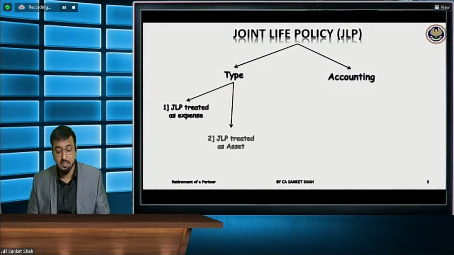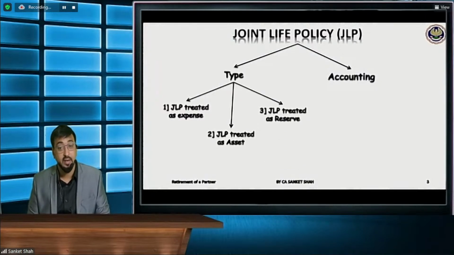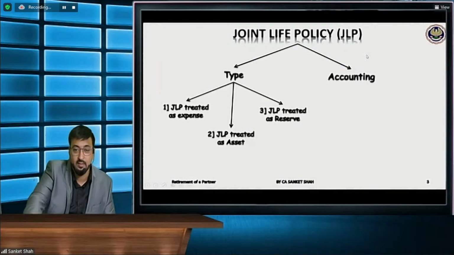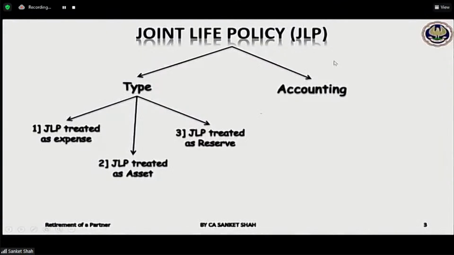So the types are: JLP treated as expense, JLP treated as asset, and JLP treated as reserves. Okay, write down JLP: retirement or death. Write down, JLP treated as expense. It's like a life policy, yes, life insurance. JLP treated as expense, JLP treated as asset, JLP treated as reserves. So these are some types. Accounting we have to see. Don't worry.